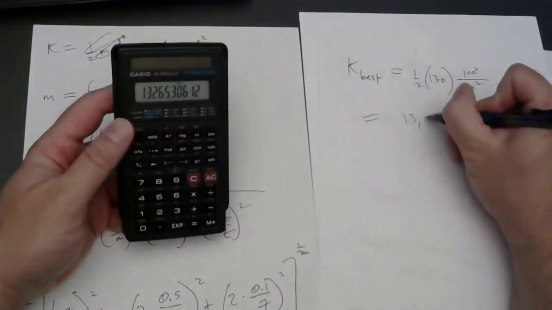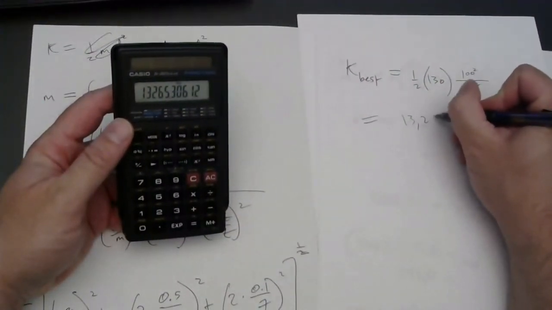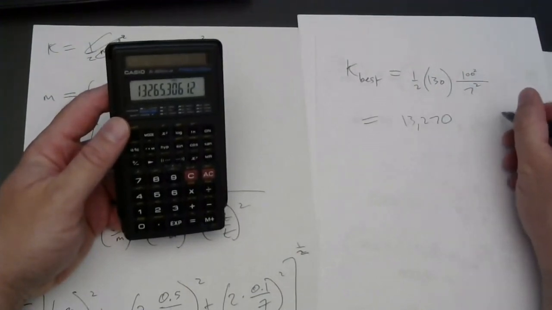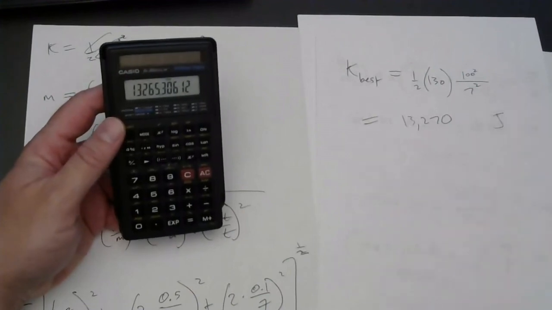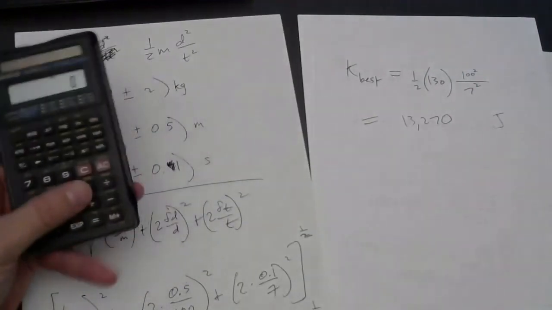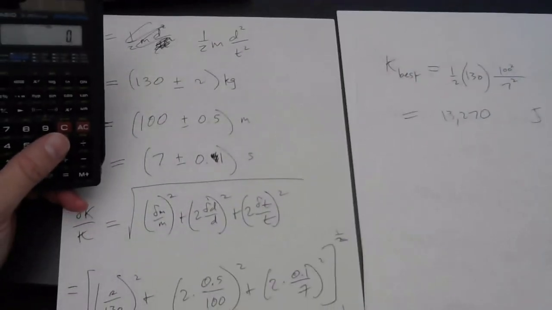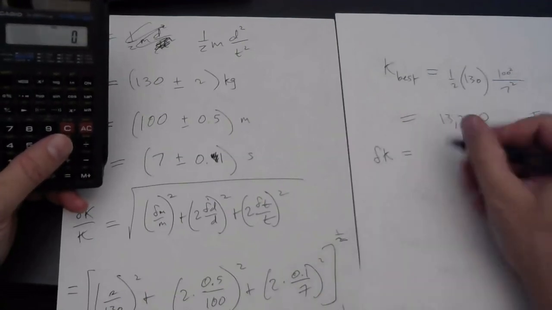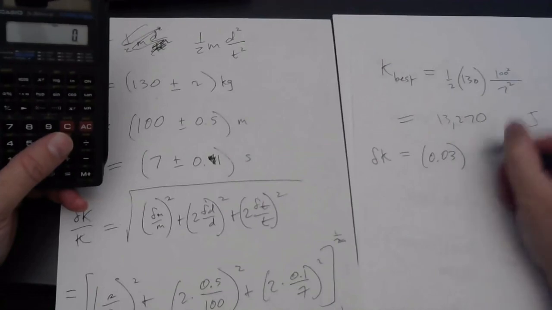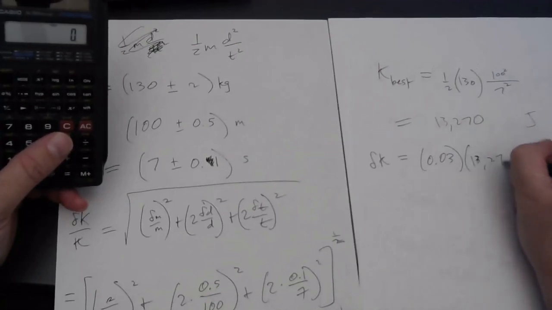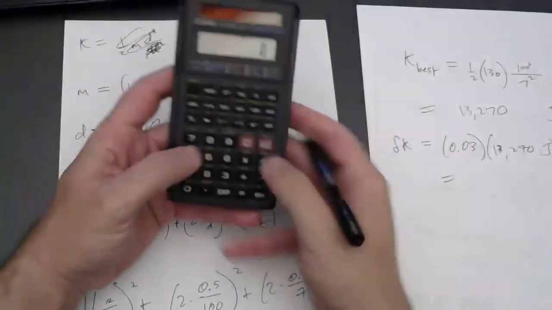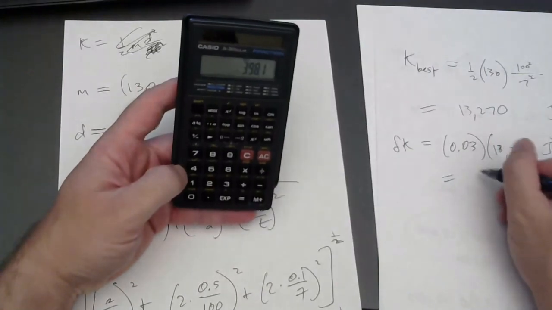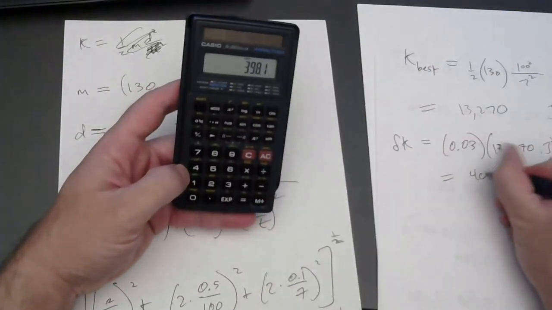Okay, 13,270. And the units there, well, we're going to talk about this later in the semester. They're joules. The SI unit of energy is not a calorie or a BTU, it's joule. Okay, so the absolute uncertainty in the kinetic energy, we just take 3%, which is the relative error, 3% of 13,270 joules. And I get, I'll round that to 400 joules.